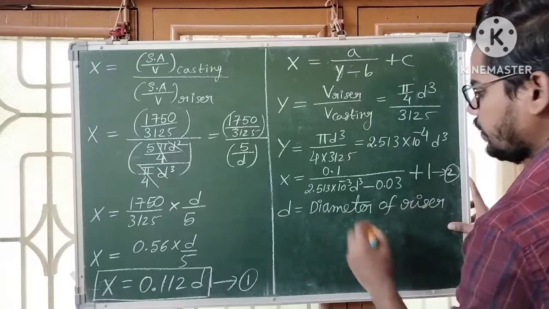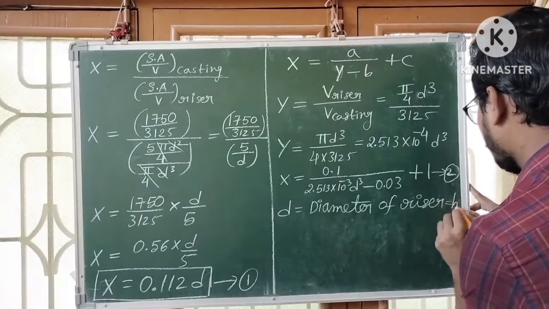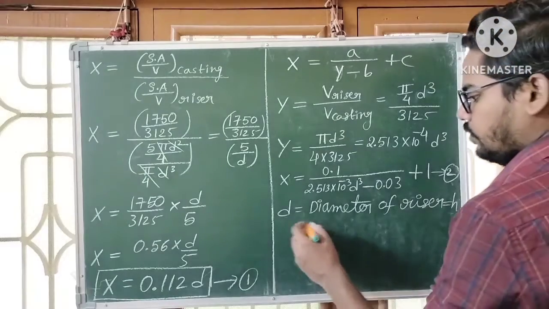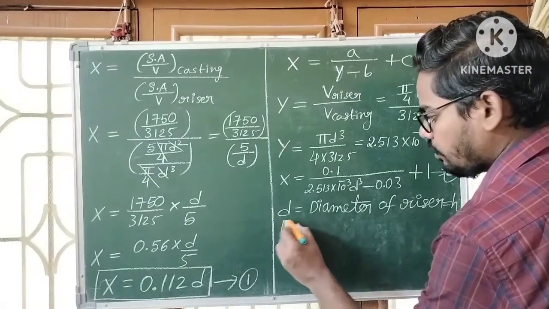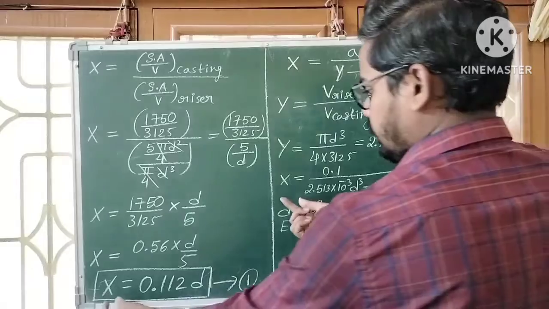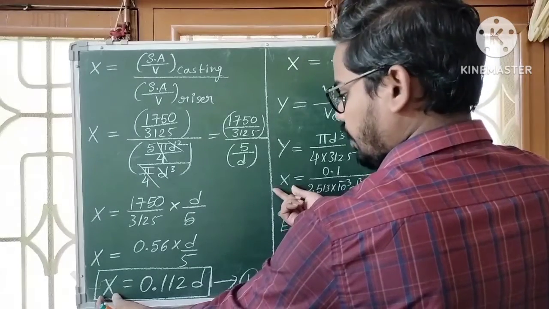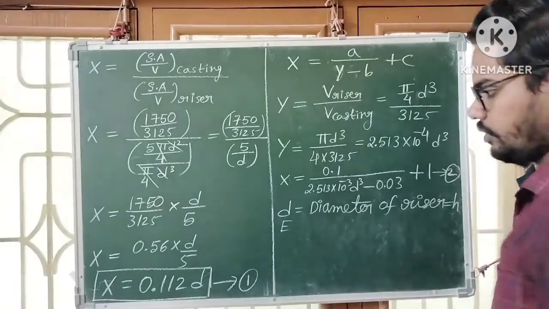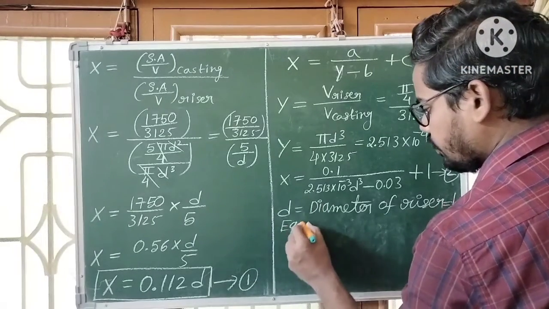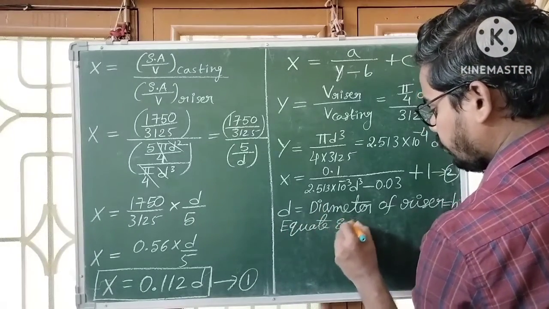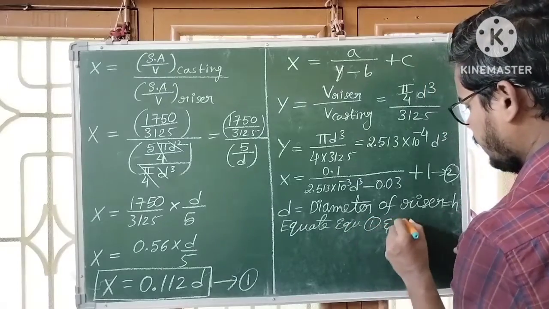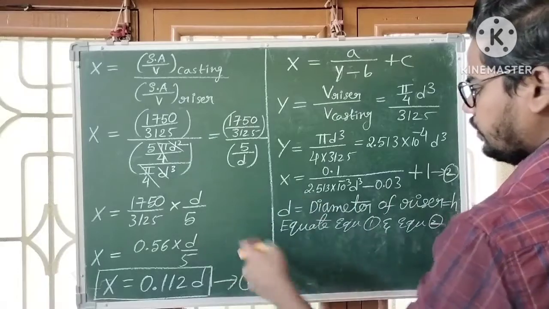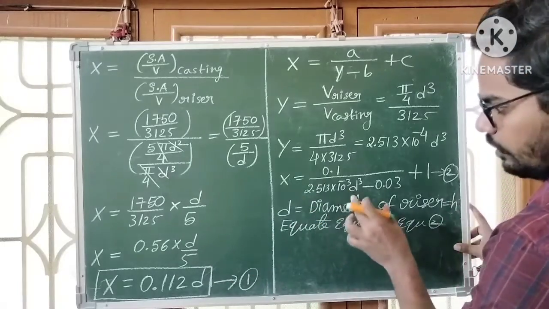So diameter of riser is equal to height of the riser. Remember, the diameter of the riser is equal to the height of the riser. So to find the diameter of the riser, equate. See, here LHS are the same. Both are formulas for freezing ratio. So equate equation 1 and equation 2. So x is common. Now equate RHS.